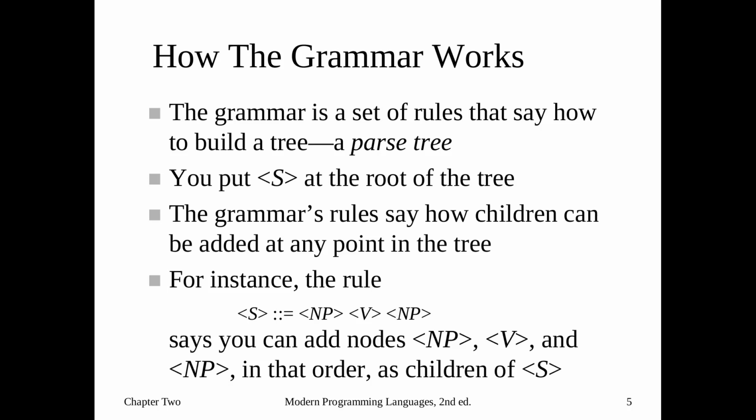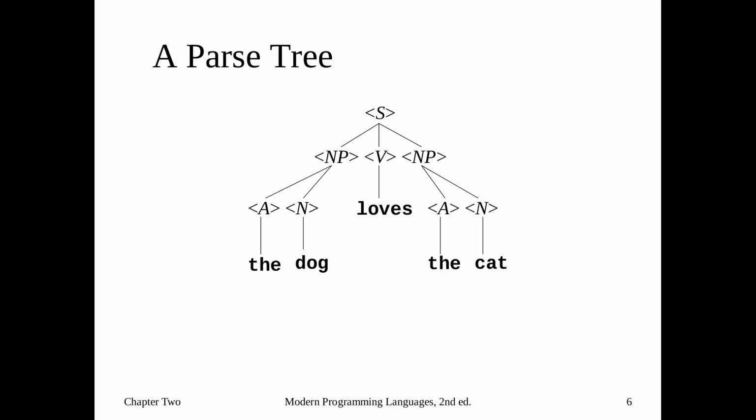For instance, the rule S equals NP V NP says that we can add to the S node NP, V, and NP in that order as children. That creates this type of parse tree. We start at the top, S being the root, then we have NP, V, and NP. The first NP breaks down into A and N, which then comes down to the and dog, and V goes to loves, and then the second NP becomes A and N, which in this case was the and cat. So this gives us the capability of producing a sentence: the dog loves the cat.